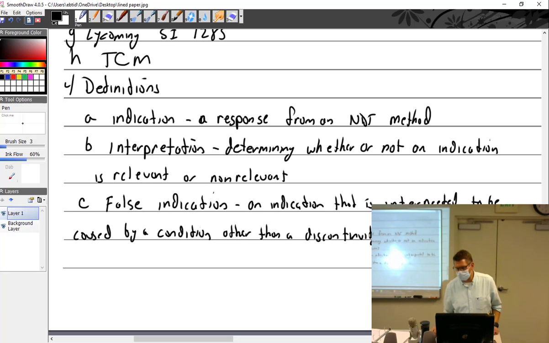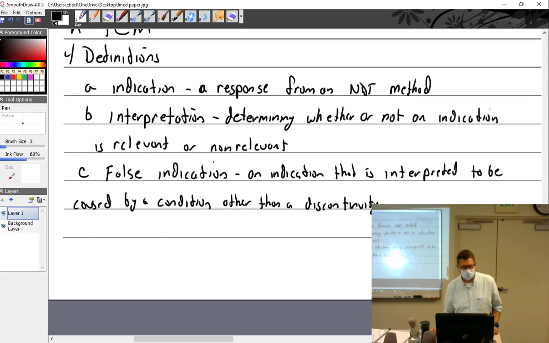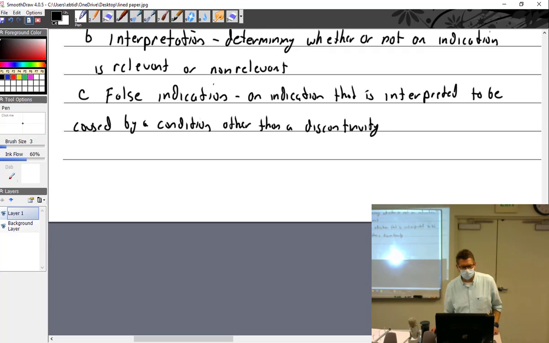And a discontinuity is a fancy word. We don't say crack because a crack is something that's necessarily open to the surface. A discontinuity is just like it says. It's not continuous. It's a void. It's a manufacturing process. It's a crack. It covers that. So, we'll just say discontinuity.